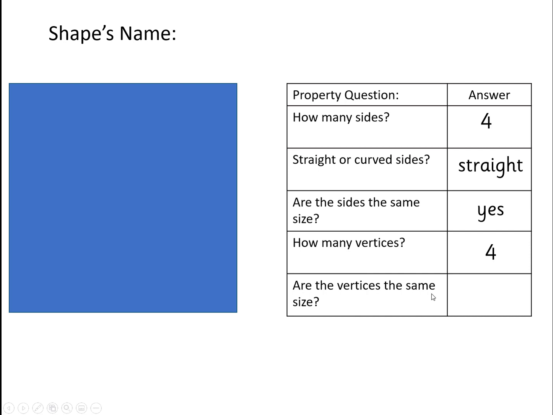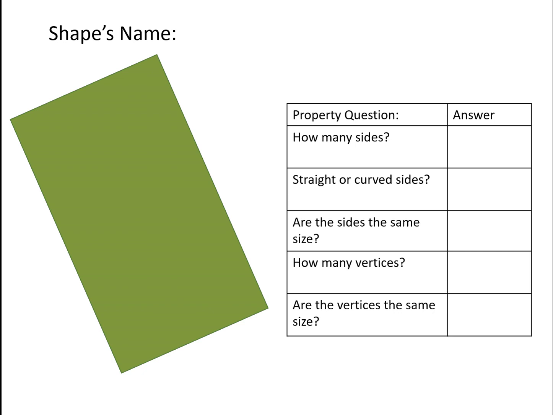And are all the vertices the same size? Well, the angle there is actually called a right angle, and all 4 of these angles are right angles, so the vertices are the same size. Okay, so what's the shape's name? That's right, it's a square. Brilliant. So here's the second shape to check. So grown-ups, pause the video until you're ready to go on.